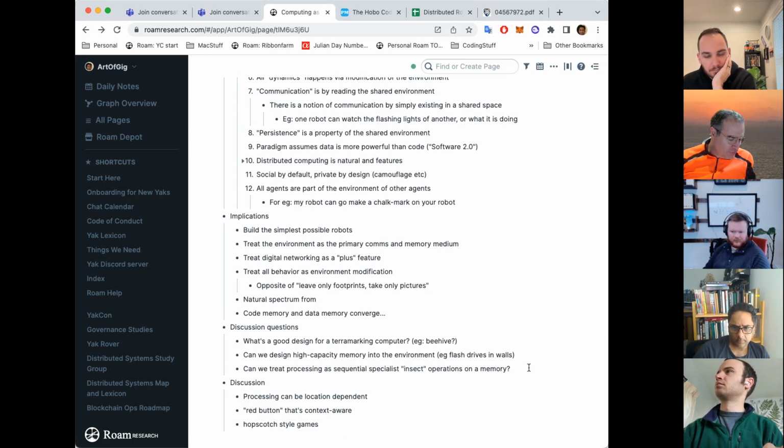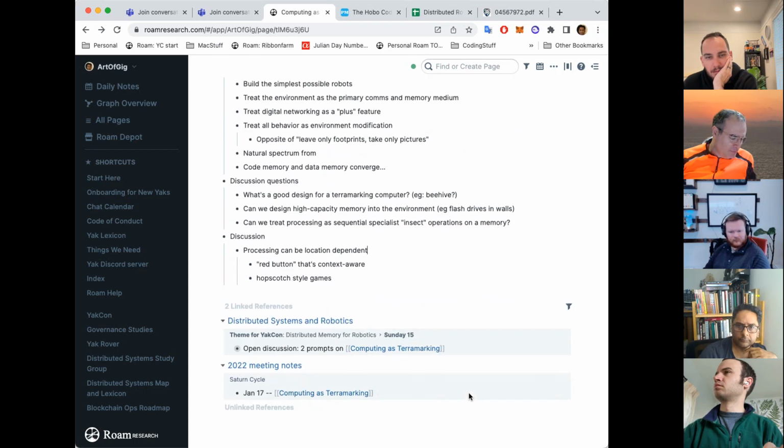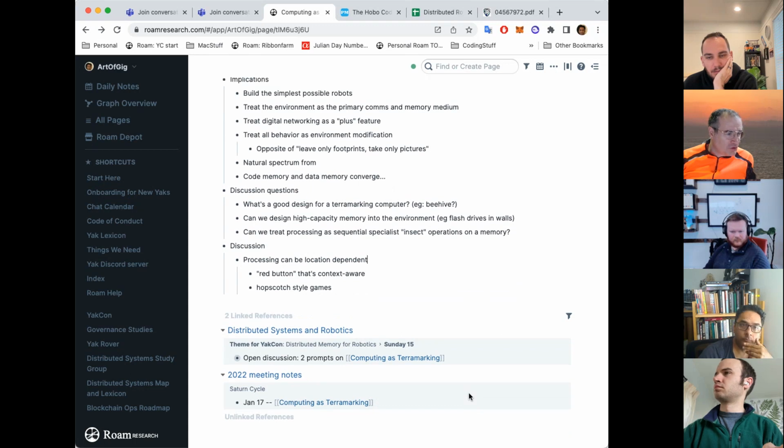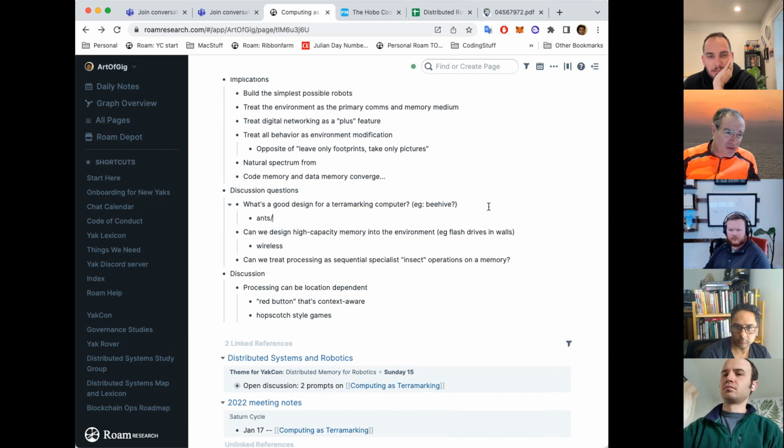But I have another example, since you asked two prompts. One of the questions you talked about is how do we embed memory? And the answer is, of course, to me, wireless. You're not going to plug in; you're going to go by and have a wireless Bluetooth connection. But the example of a terrain marking robot is an ant. An ant is a very simple robot. Yes, they work in a swarm, but they leave a pheromone trail behind them wherever they go, and that is exactly terrain marking.